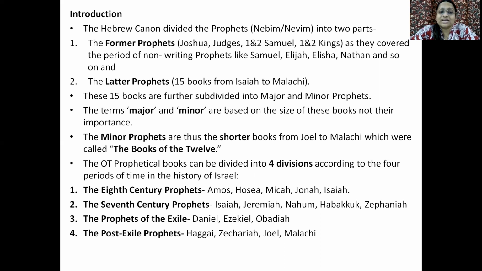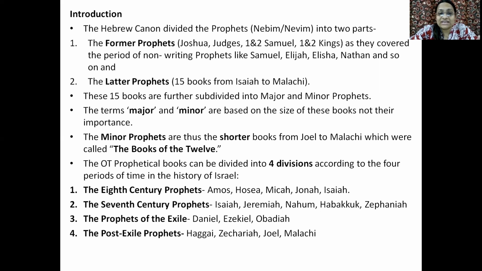So the terms major and minor are not called so because of the importance or the significance of the book, but they are called major or minor based on the size of the book. Okay, size of the book, not on the importance of the book. So when you read the word major prophets or minor prophets, it does not mean that their call was anything less or more, that their ministry was anything greater or lesser, or that their books were anything more marvelous or better than the books that have been written by the minor prophets. No, it is nothing like that. It is simply termed major and minor because of the size of the books.